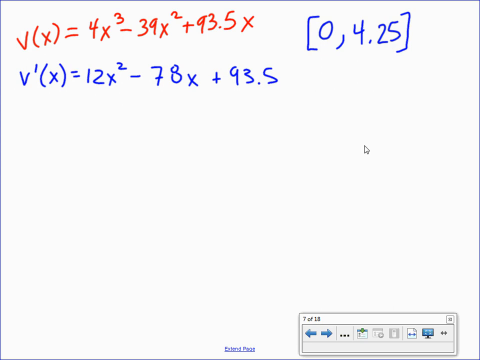Awesome, thank you. Now to get my critical values, I consider those values of x for which V prime is undefined or equals 0. Since I have a nice polynomial equation here, a quadratic equation, there's no values of x for which V prime is undefined, which means I need only consider those values of x that make V prime equal 0. Are there any values of x that make V prime equal 0? I don't know. We'll set it equal to 0 and solve, although I'm not thinking that factoring is going to be my way to solve that. That's okay.